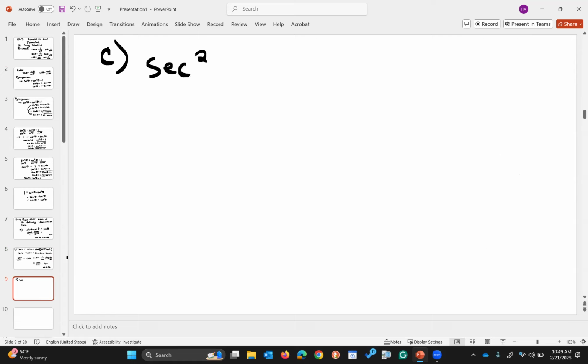Let's see. G of x multiplying. Is it multiplying? Yeah, I think it's multiplying. Cotangent squared x plus 1 is actually equal to 1. All that should go away.